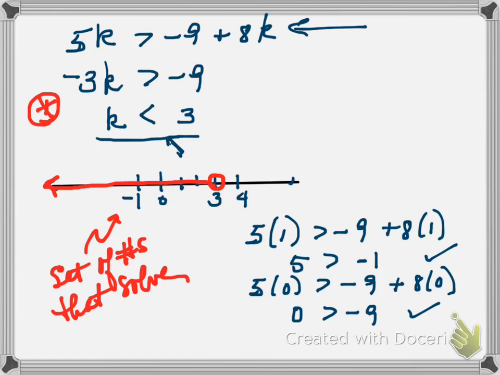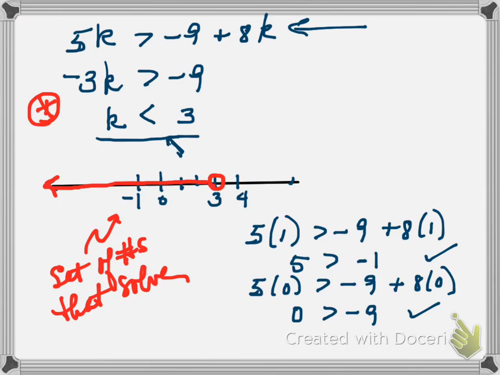What you have here is an entire set. We could sit here and pick any number of numbers less than 3, and all of them would work. 3 itself does not work in this problem. That's why we have an open circle there.